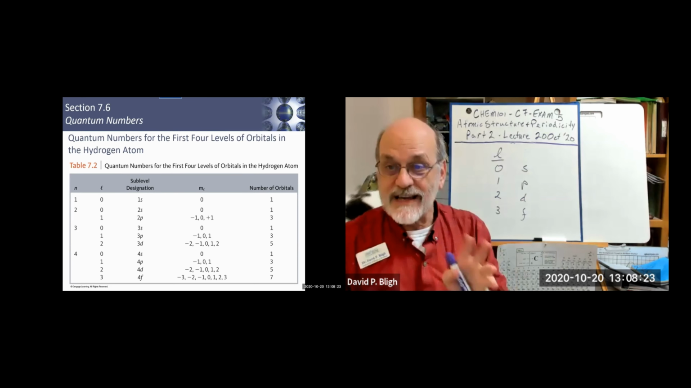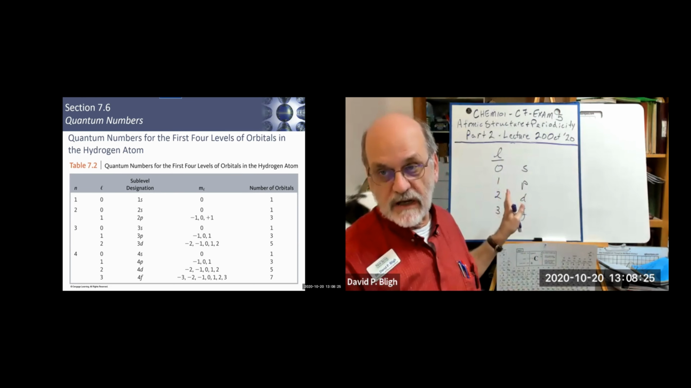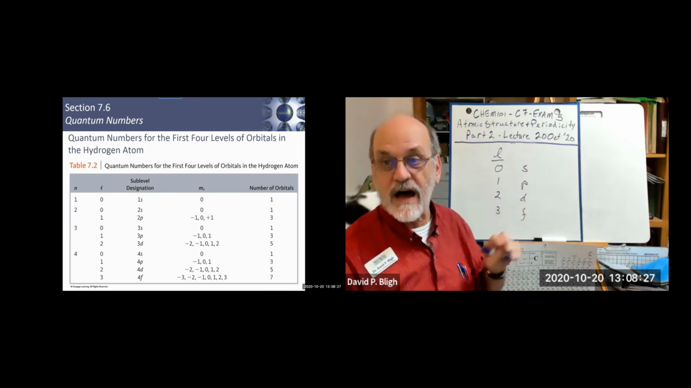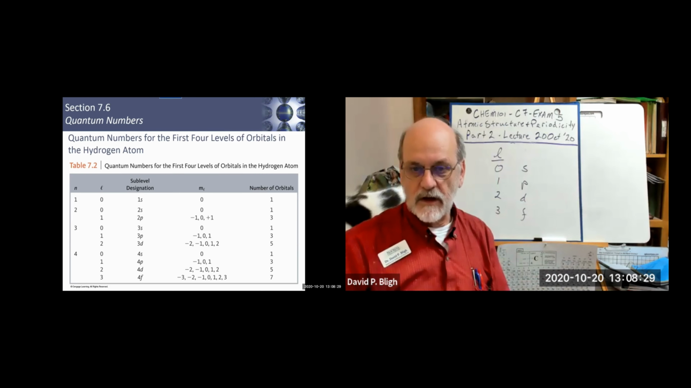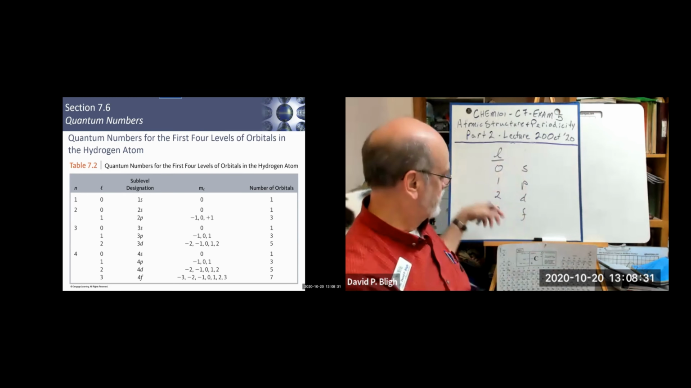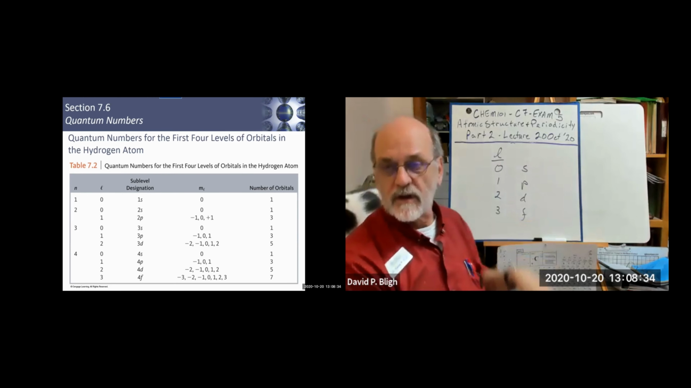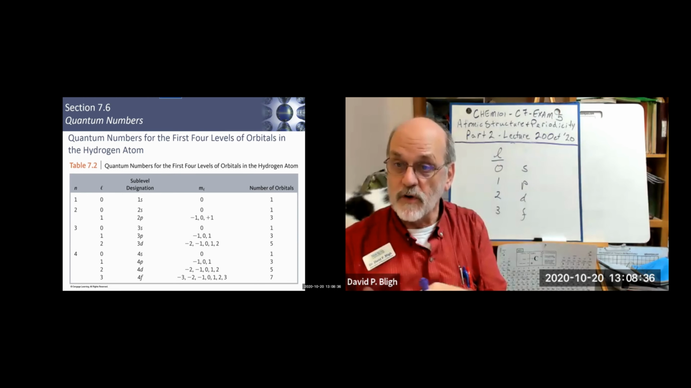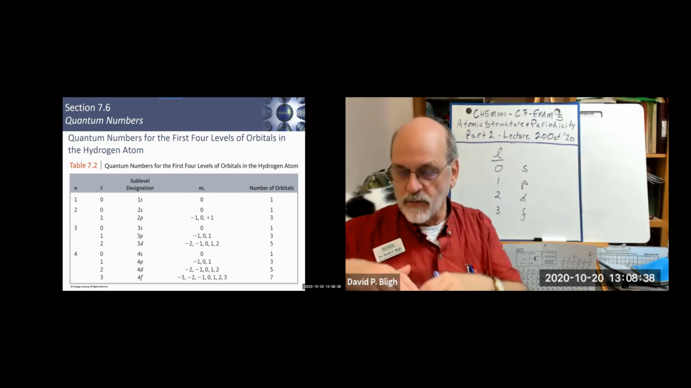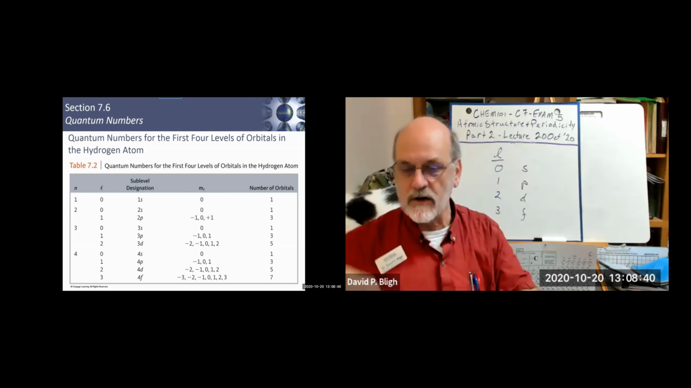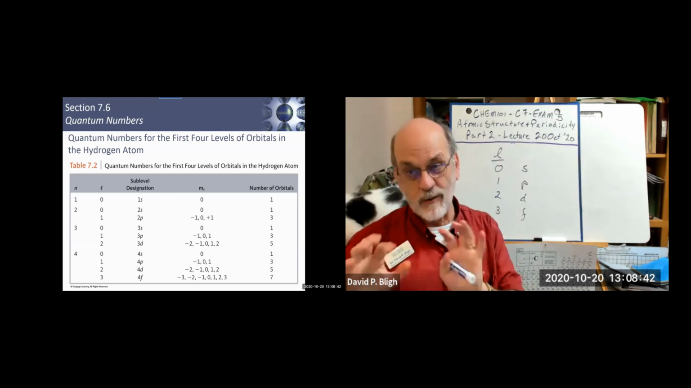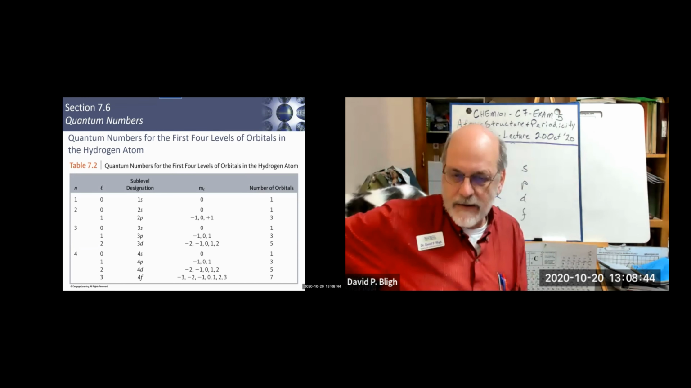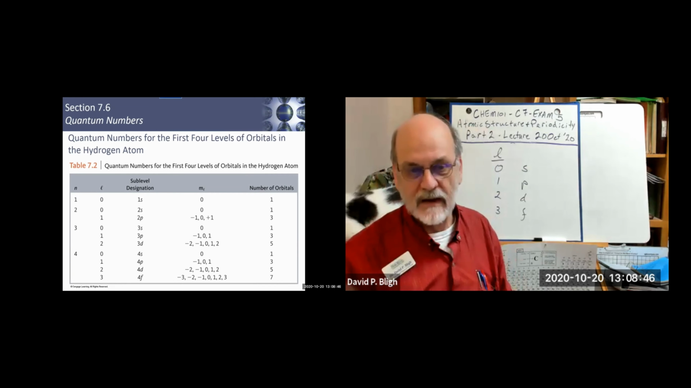Now for ground state atoms, that's as many as you need. That will cover the entire periodic table. You could go up to G. You only need higher levels if you're going to excite the atom and promote electrons into higher energy levels. We're not going to do that right now. Maybe later. Okay.